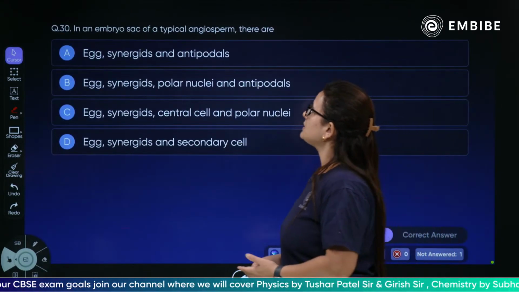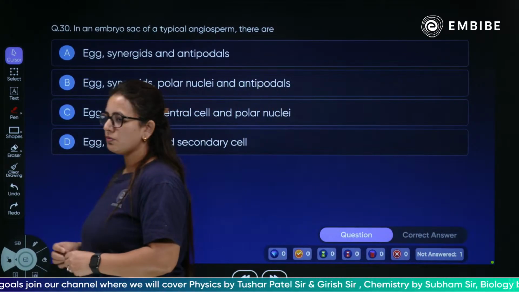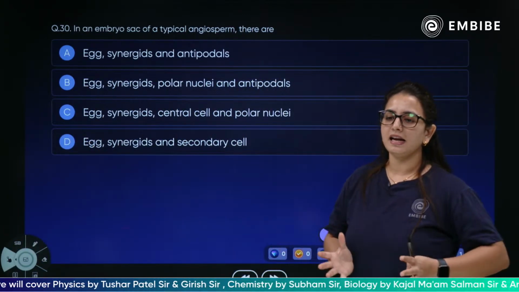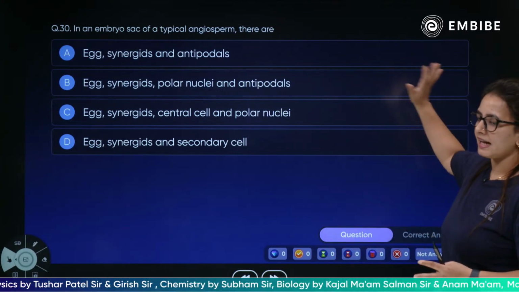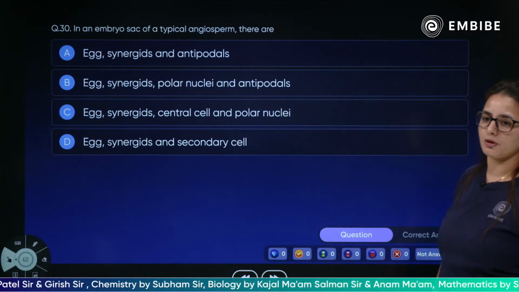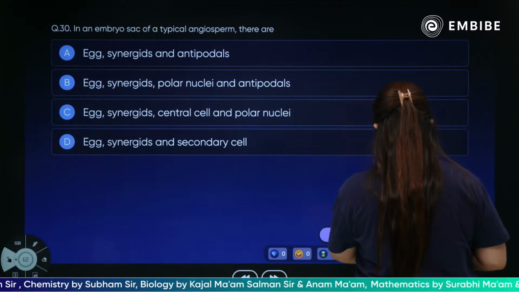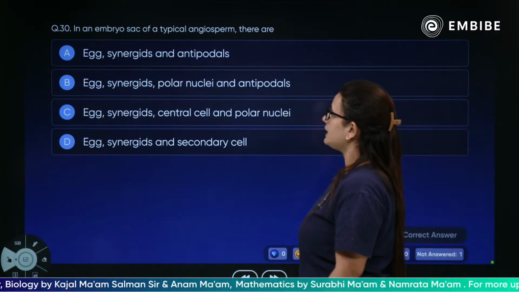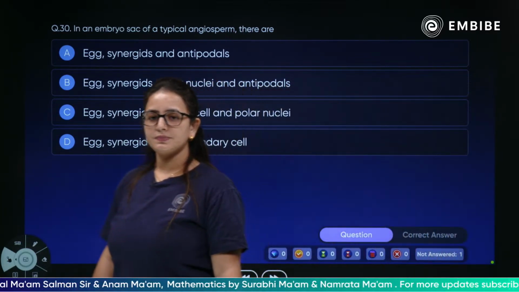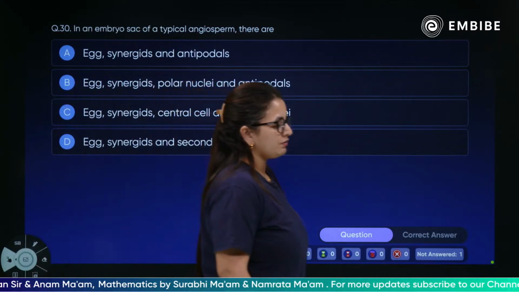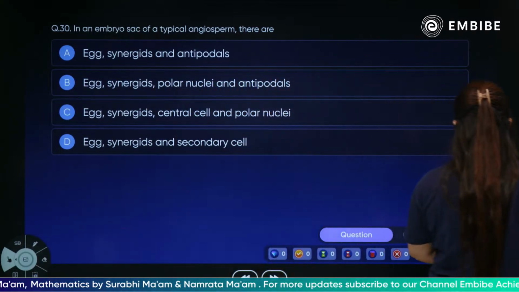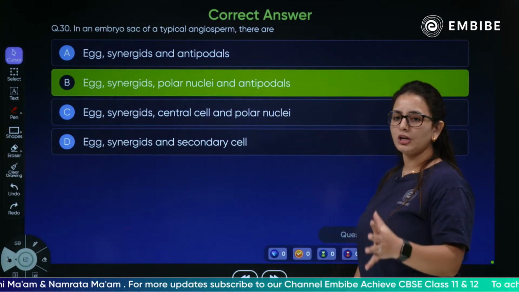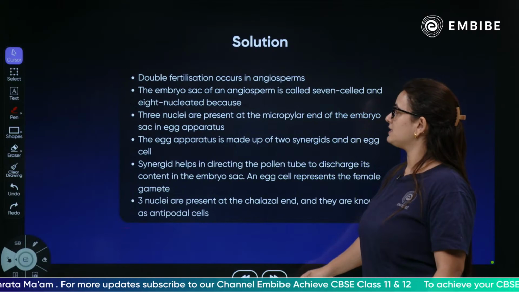Next, in an embryo sac of a typical angiosperm, what is contained in the embryo sac? What are the particular parts of the embryo sac? Which are the parts of the embryo sac? Egg, synergids, antipodals. Very simple, children. It has the egg cell, it has synergids, it has polar nuclei and the antipodal cells.